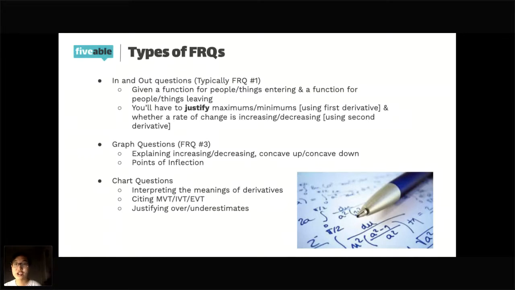Or you'll see a graph question where they'll give you the graph of a derivative or the graph of the second derivative and ask you to explain increasing or decreasing, concave up or down, points of inflection. And finally, chart questions are probably one of the last types of FRQs, where you'd have to give a sentence explanation. That would be interpreting the meanings of derivatives, citing MVT, IVT, and EVT, and justifying over or under estimates.